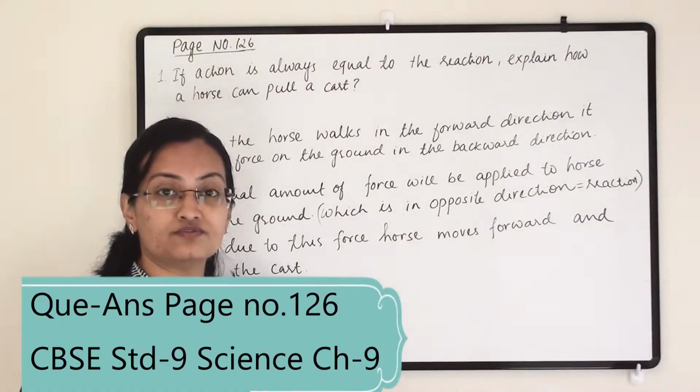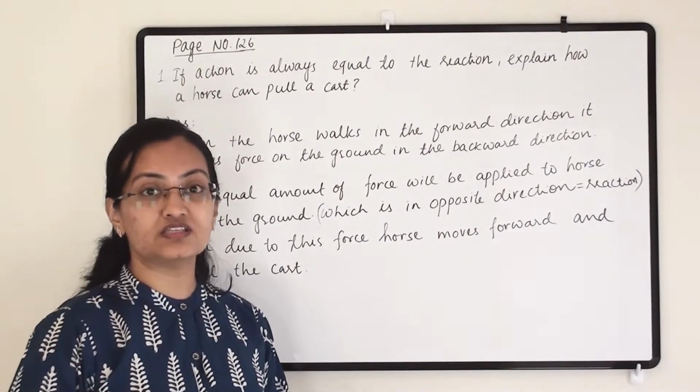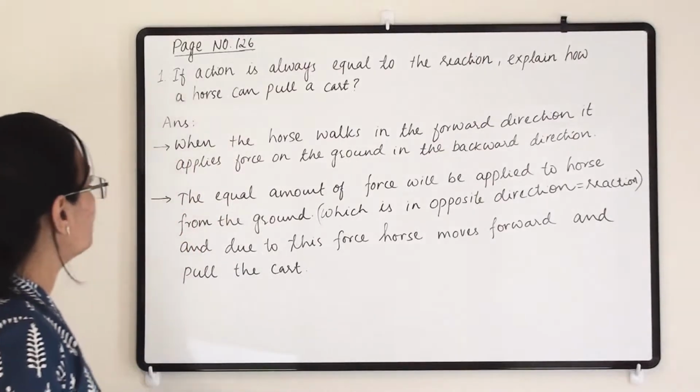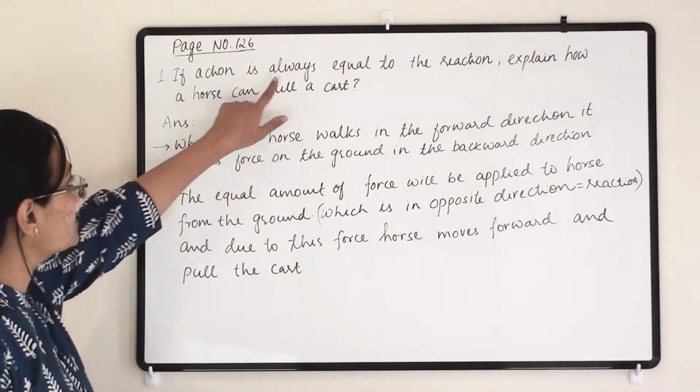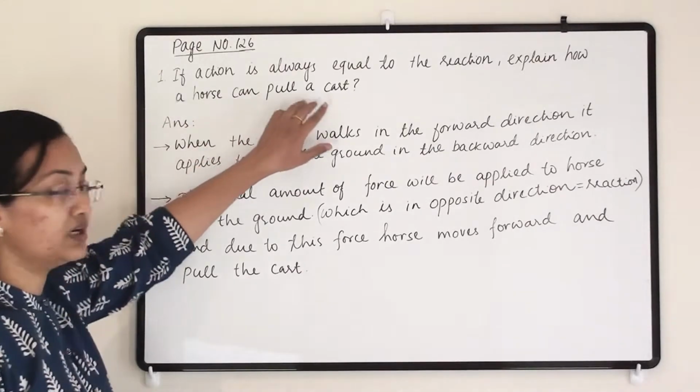Welcome to Learn Yourself. Today we are going to learn and understand the in-text questions from page number 106. This is under the CBSE Standard 9 syllabus. So the first question is, if action is always equal to the reaction, explain how a horse can pull a cart.